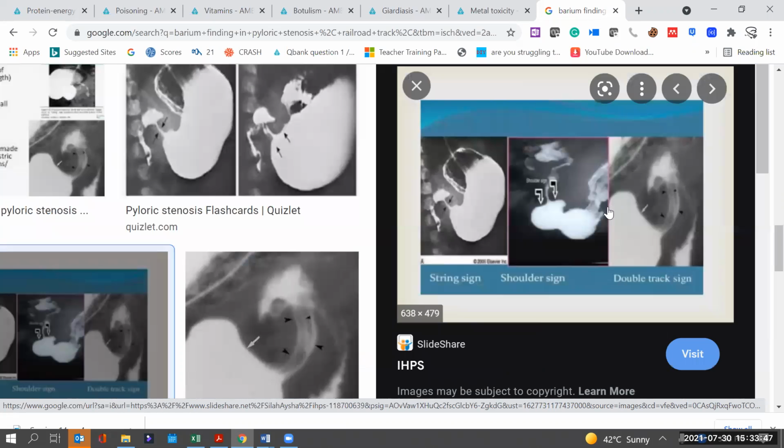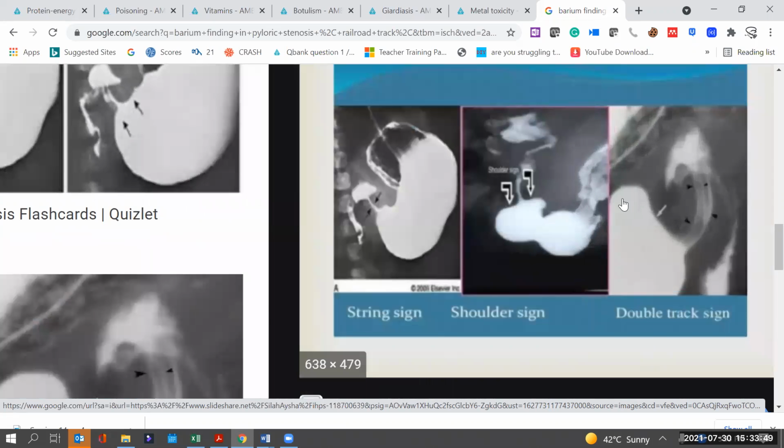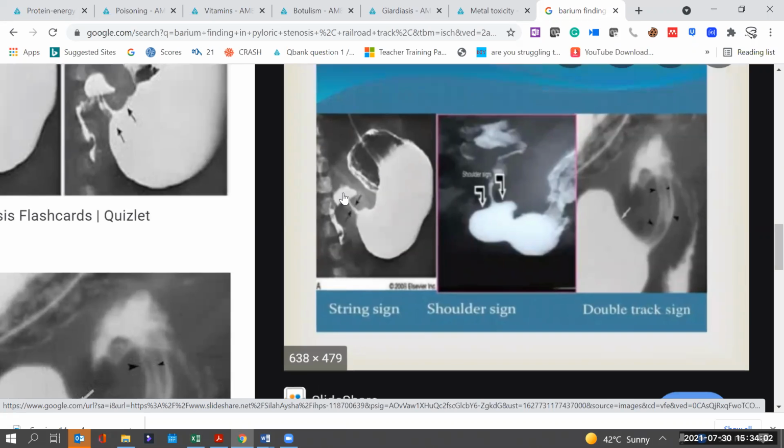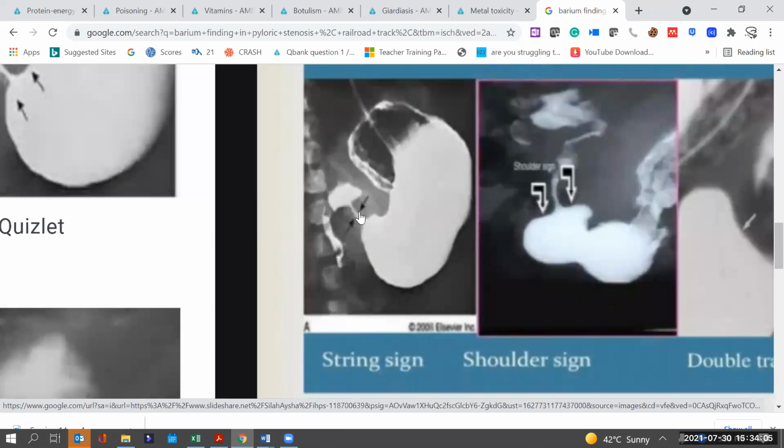Let me take you to this one. Here you can see three signs together. So this first one is a string sign. You can easily differentiate that this is all stomach and this is a very light string because of the stenosis. Can you appreciate this one? This string is only because of stenosis. So this one is duodenum. Duodenum is filled with barium and the whole stomach is filled with barium. But this portion, which is actually the pyloric sphincter area, is very streak-like. So that is string sign.